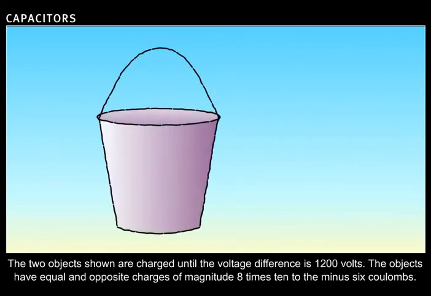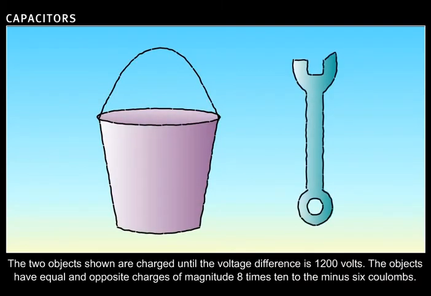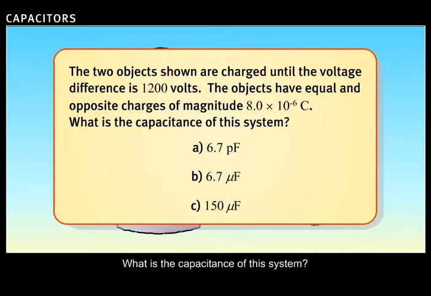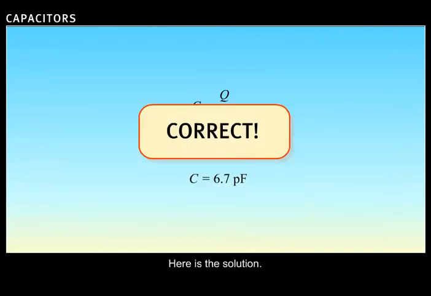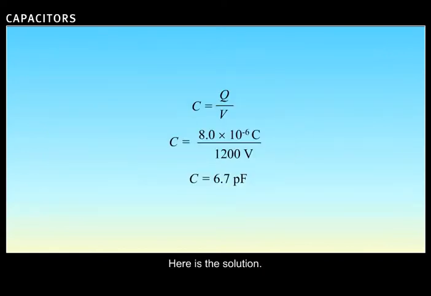The two objects shown are charged until the voltage difference is 1200 volts. The objects have equal and opposite charges of magnitude 8 times 10 to the minus 6 coulombs. What is the capacitance of this system? Correct. Here is the solution.